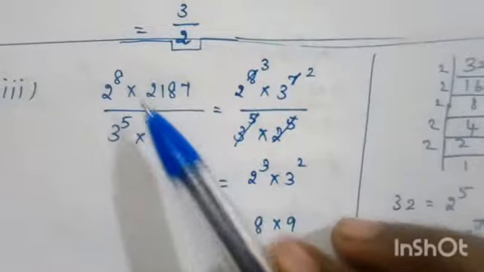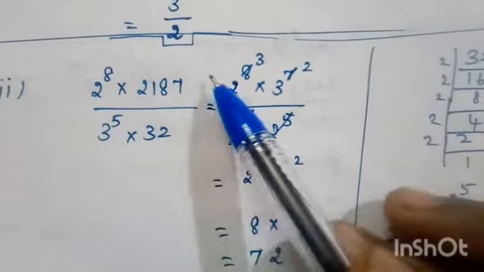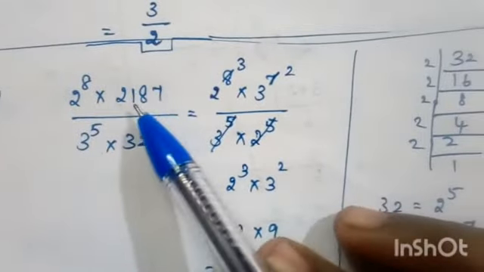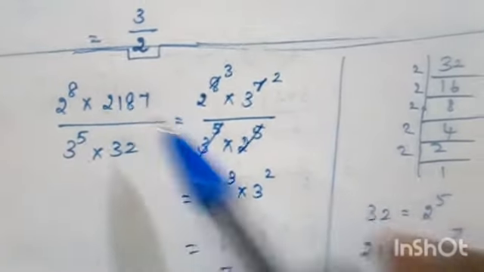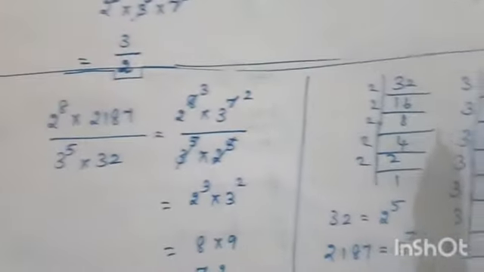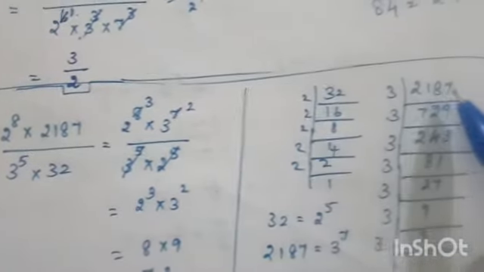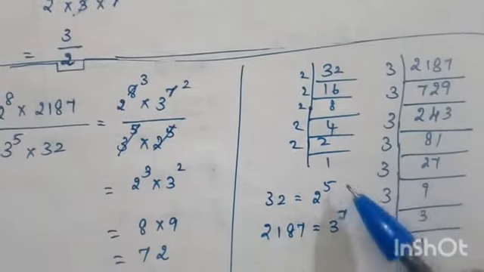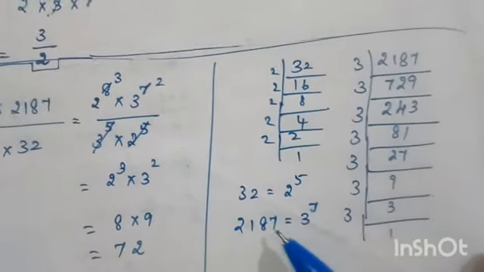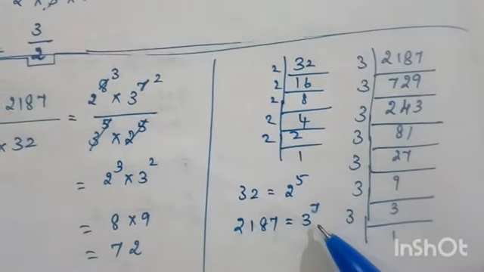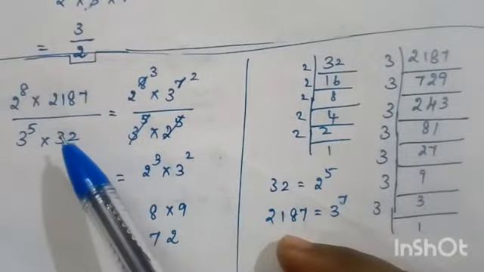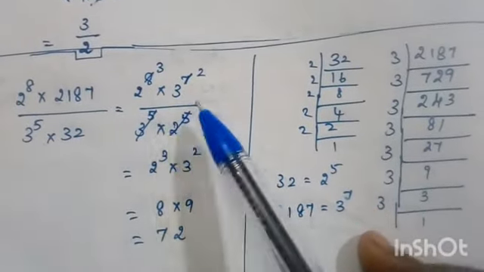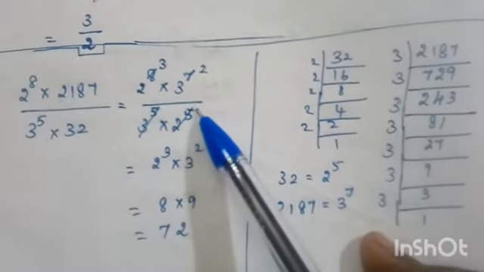Third problem, 2 power 8 into 2187 by 3 power 5 into 32. So 2 power 8, these numbers you make as power numbers. So use the prime factorization method. For 32 and 2187 you have to find the prime factorization. 32 is written as 2 power 5. 2187 is written as 3 power 7. So now the given question is rewritten as 2 power 8 into 3 power 7 by 3 power 5 into 2 power 5.